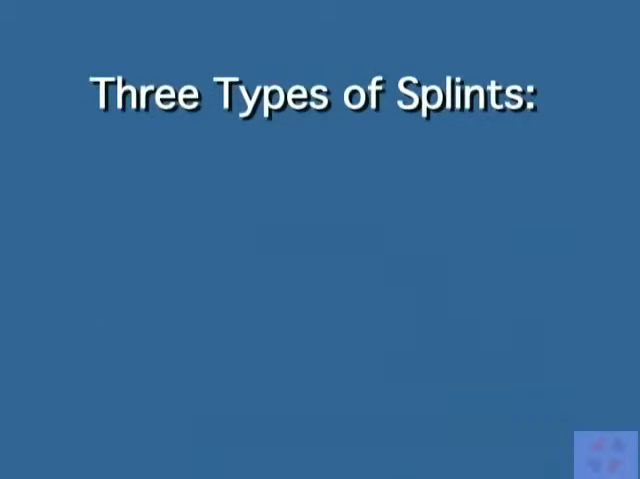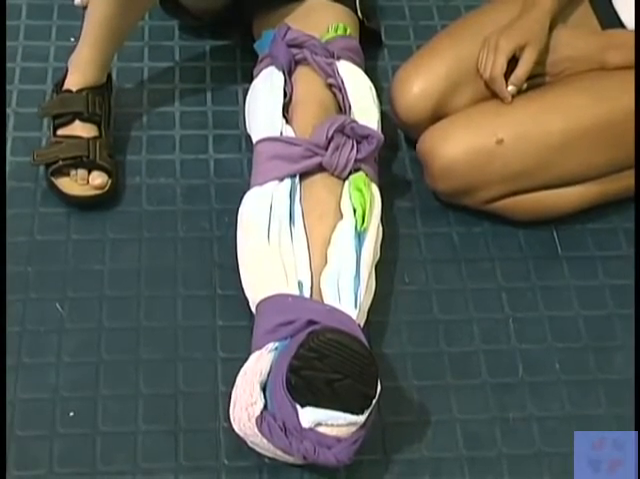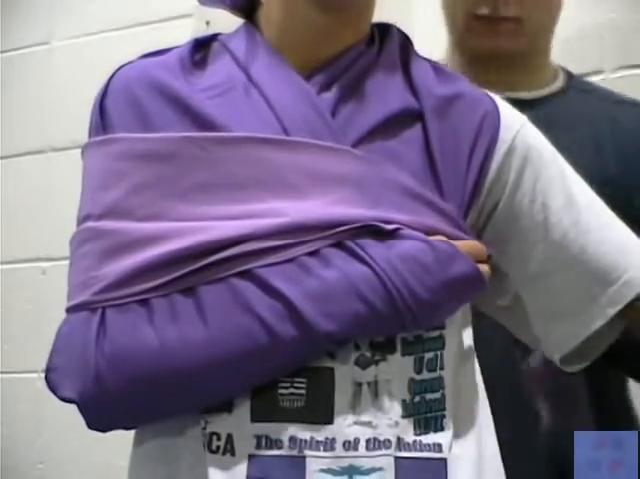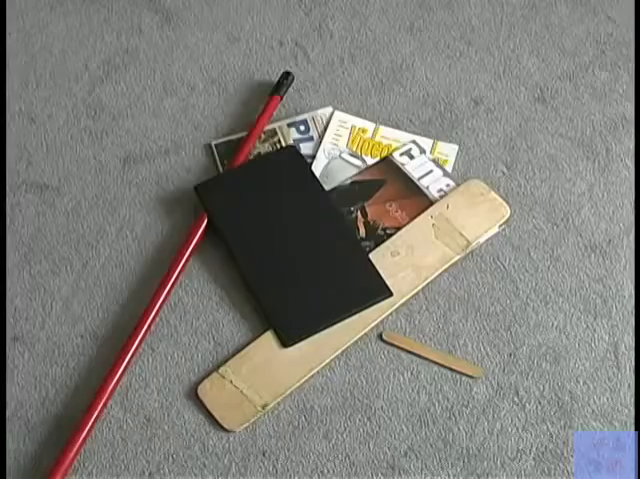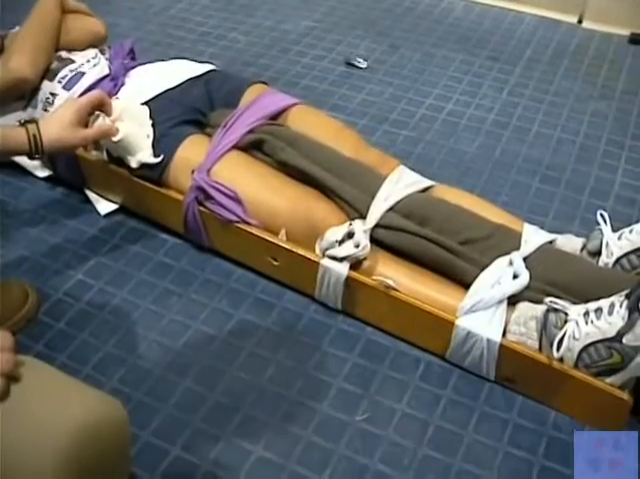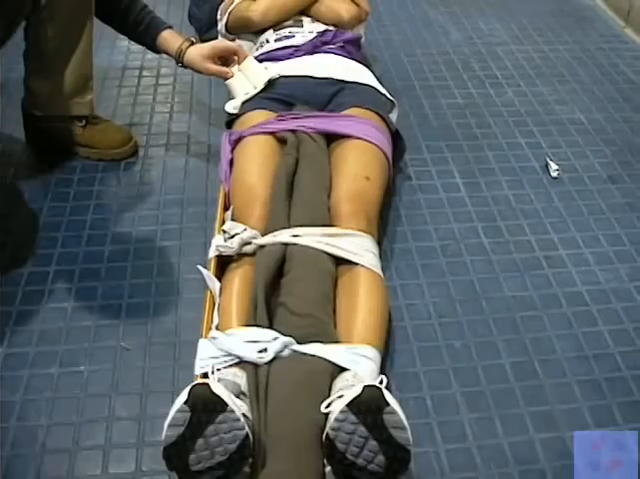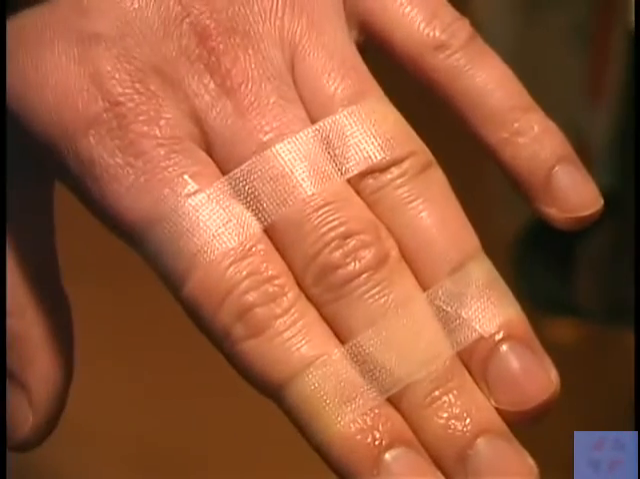There are 3 types of splints: soft, rigid, and anatomic. Soft splints include towels, pillows, bandages, and slings. A rigid splint can be made from boards, metal strips, or folded newspapers and magazines. Finally, an anatomic splint is using a healthy body part to immobilize an injured area, like fingers or toes.